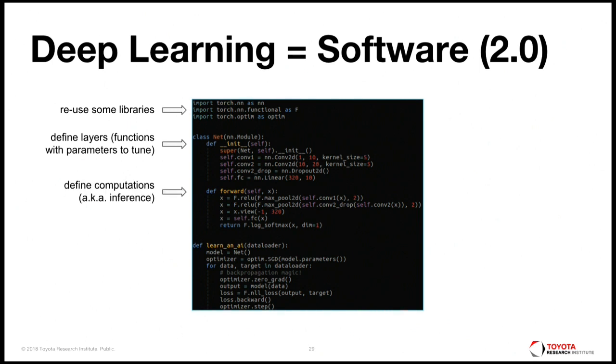So that was a constructor, just setting up the scaffolding. And then you have a forward method that will tell you how does my image flow through the network to compute my prediction. And so you define basically just a set of computations.